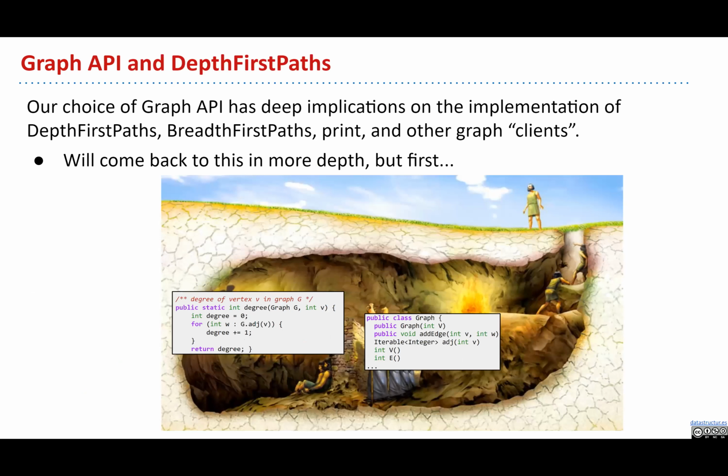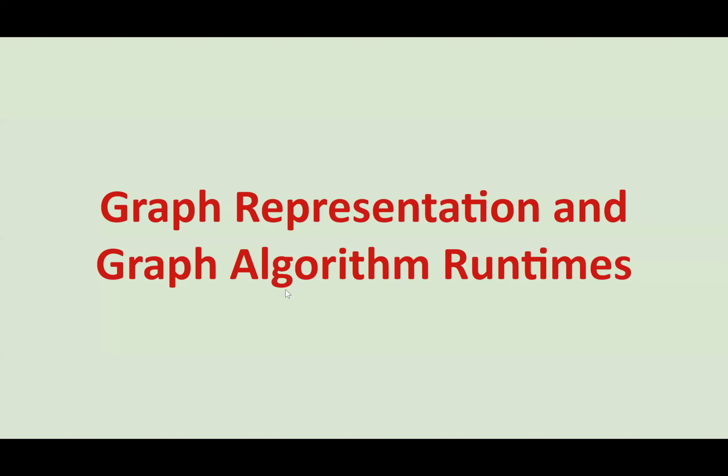Okay, so going back to my favorite picture, our choice of graph API has really important implications on how someone would implement something like depth first paths, breadth first paths, print, or other graph clients, programs that use graphs. So the basic moves that I, the monk, provide, these are the fictions that I'm going to provide, affect how someone else is going to use my code. And we'll come back to that in a little while. But first, I want to talk about how we actually implement graphs themselves.